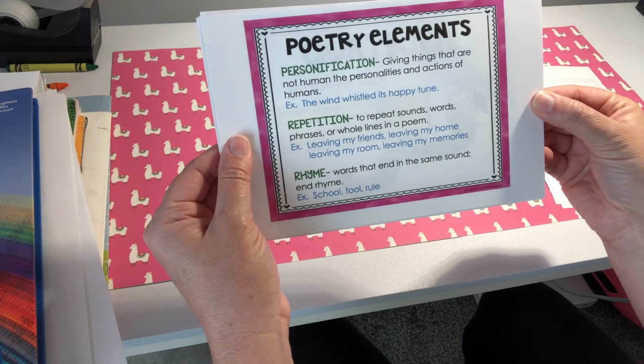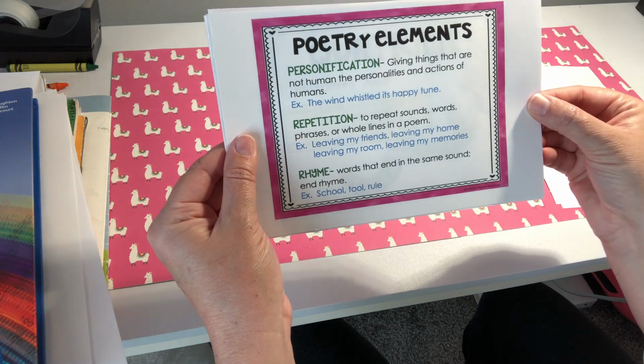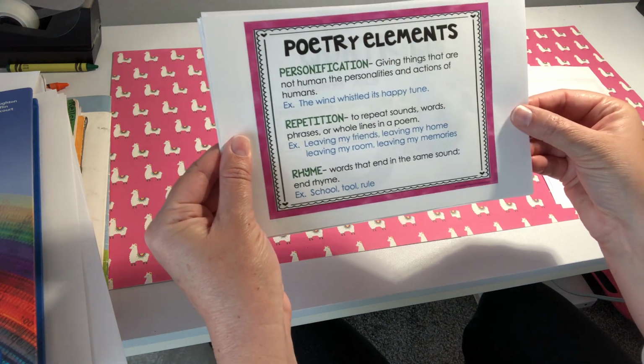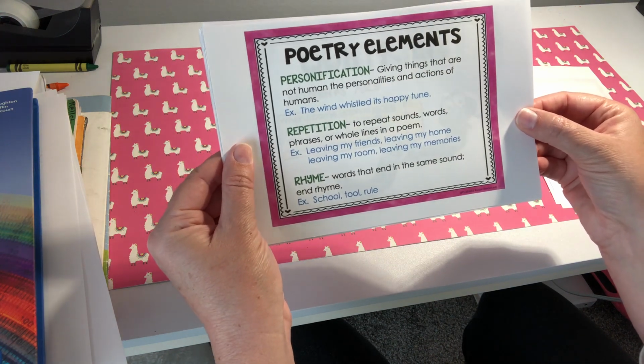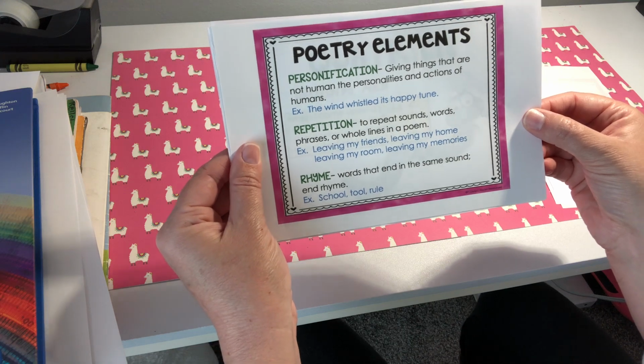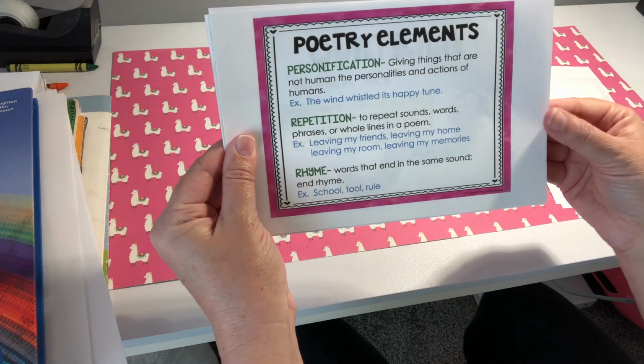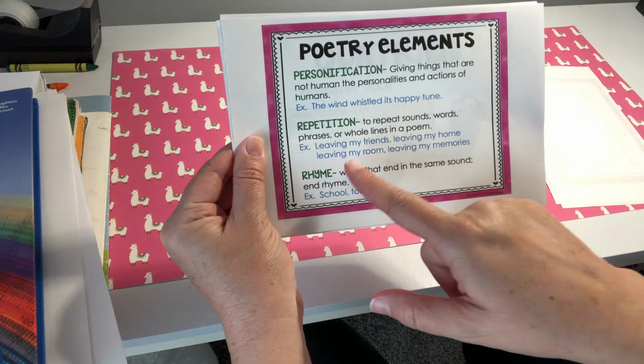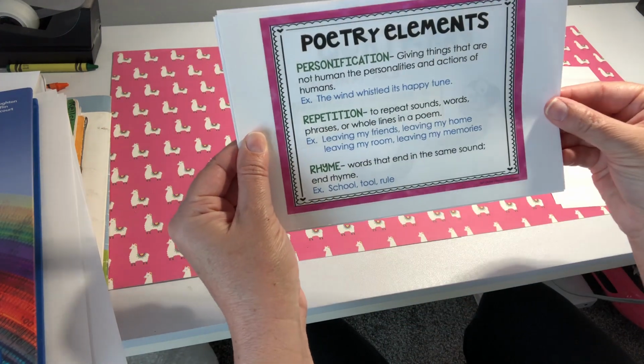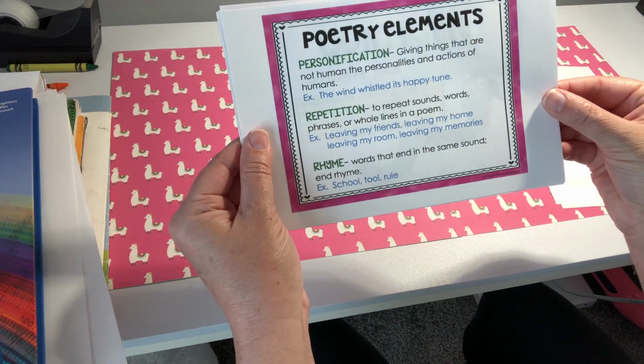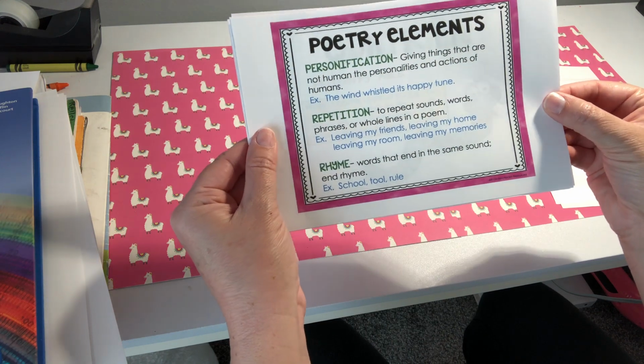Repetition is to repeat sounds, words, phrases, or whole lines in a poem. Leaving my friends, leaving my home, leaving my room, leaving my memories. You kind of get the sense of the mood of that poem too. Leaving, leaving, leaving, leaving. Obviously there's a theme to that poem. Somebody's sad about having to move on.